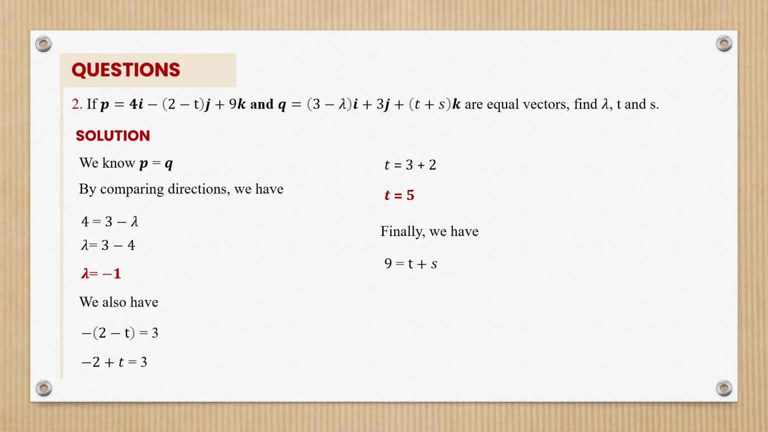And finally, we have 9 is equal to t plus s. 9 shall be equal to 5 plus s, because we now know what t is from here. So making s the subject, s shall be equal to 9 minus 5, and s shall be equal to 4, and those are the values of the unknowns.